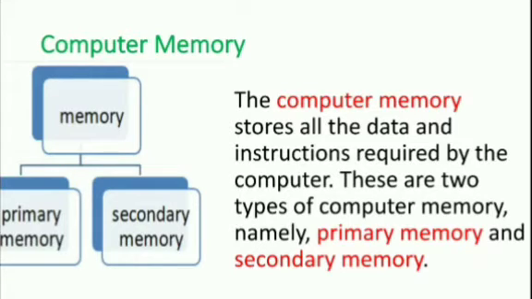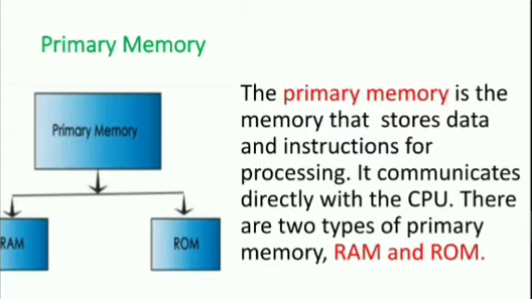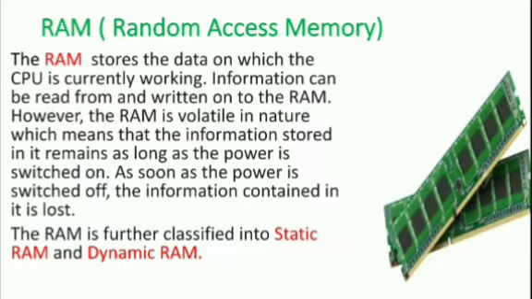These are the two types of computer memory, namely primary memory and secondary memory. First we see primary memory. The primary memory is the memory that stores data and instructions for processing. It communicates directly with the CPU. In the primary memory, the data and instructions are temporarily stored while a computer is running. Primary memory is of two types, RAM and ROM.